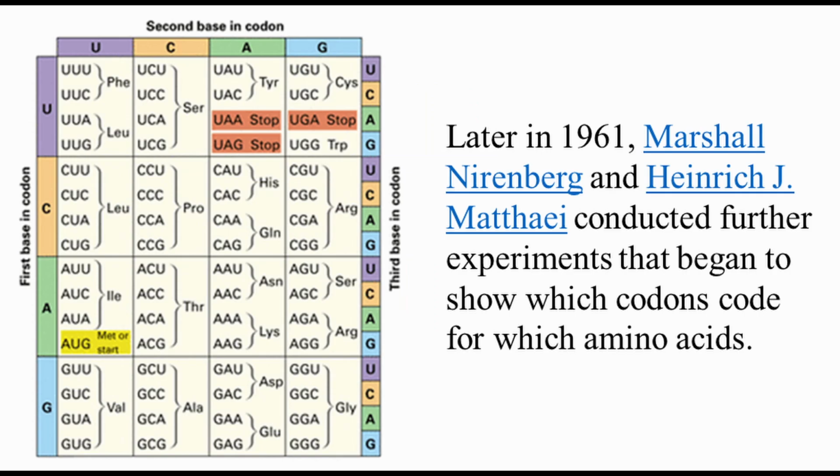Later in 1961, Marshall Nirenberg and Heinrich J. Matthaei conducted further experiments that began to show which codons code for which amino acids. That amino acid decoding process is now complete, and so we have codon tables such as the table shown.